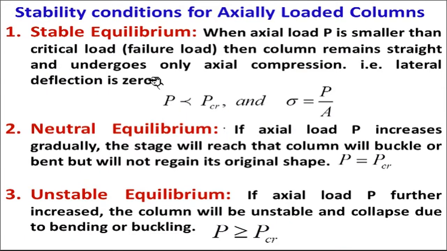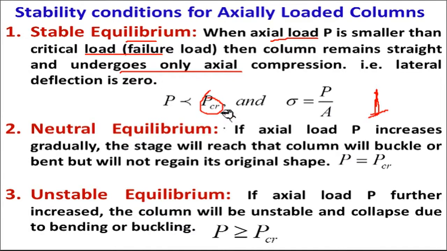Now there are three stability conditions. One is the stable condition. Stable condition means when the applied load is less than the critical load. Critical means Euler's load. When the applied axial load is smaller than the critical or failure load, the column remains straight by itself and does not undergo any axial compression. In that case, lateral deflection is zero. Lateral means after bending, if this is straight and it bends like this, the horizontal deflection is called lateral deflection.